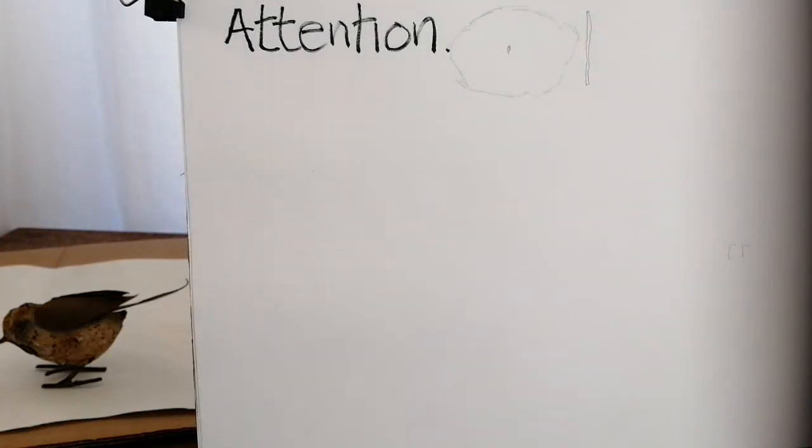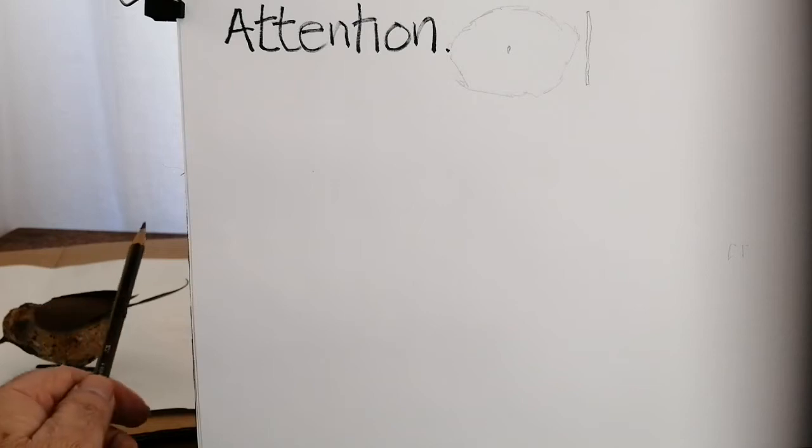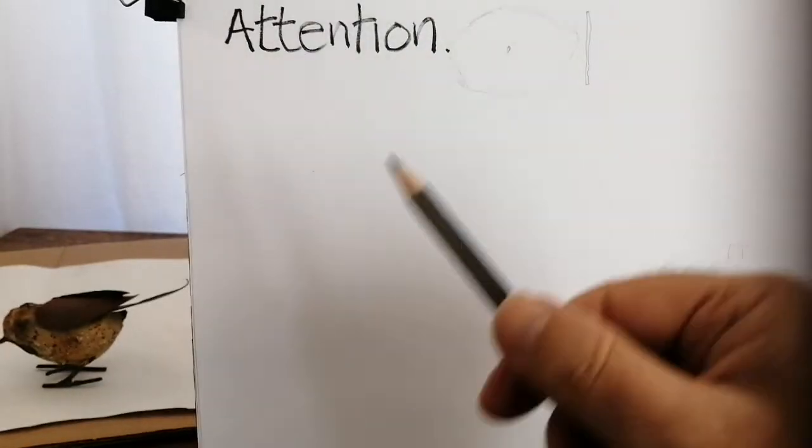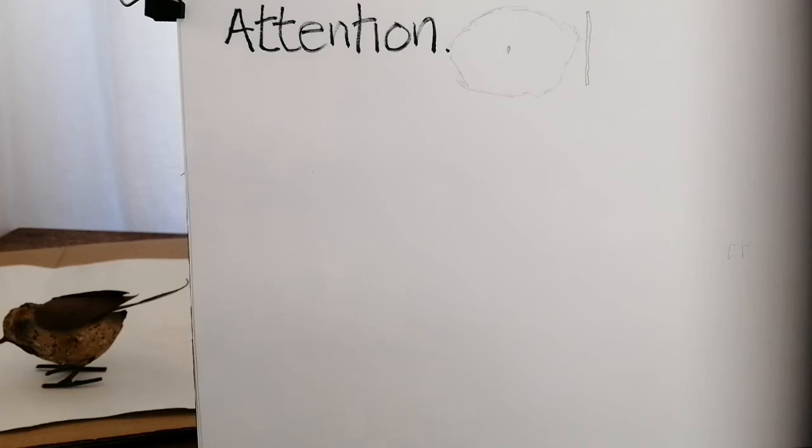But the attention that we need to do a drawing is very, very intense. That's like a laser light that shines onto the subject, onto the object that we are looking at. So that is how our attention works. So we draw with our attention. Our attention explores the object.